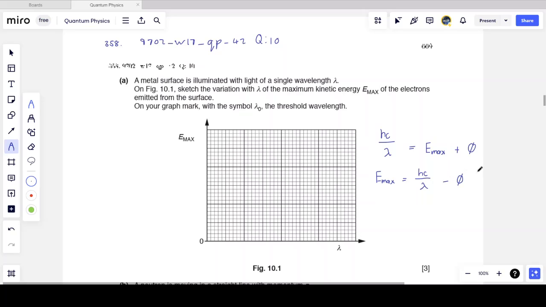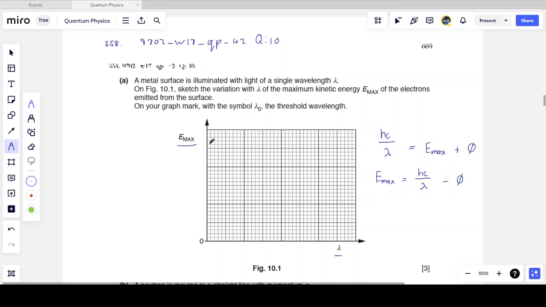Now, if you ask me to plot a graph of Emax against 1 over lambda, I'd be quite happy because I'd have a straight line graph with gradient Hc and y-intercept minus phi. But I'm plotting a graph of Emax against lambda. So it's not going to be a straight line. In fact, you can see that this is going to be a hyperbola. Y is equal to something over x minus c, whatever, minus a constant. So this is in the form of a hyperbola, and it's going to have two asymptotes.